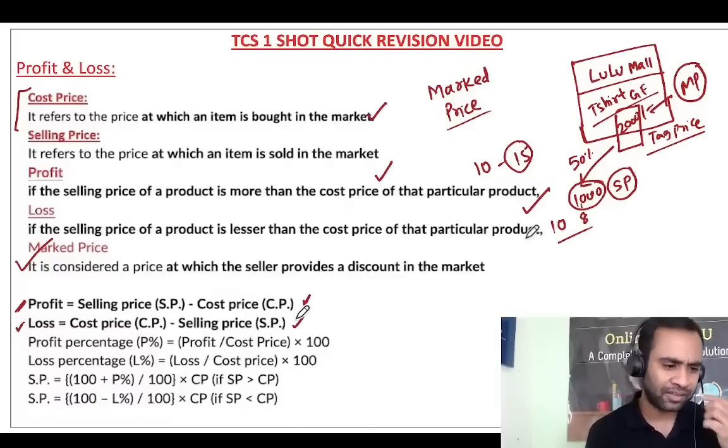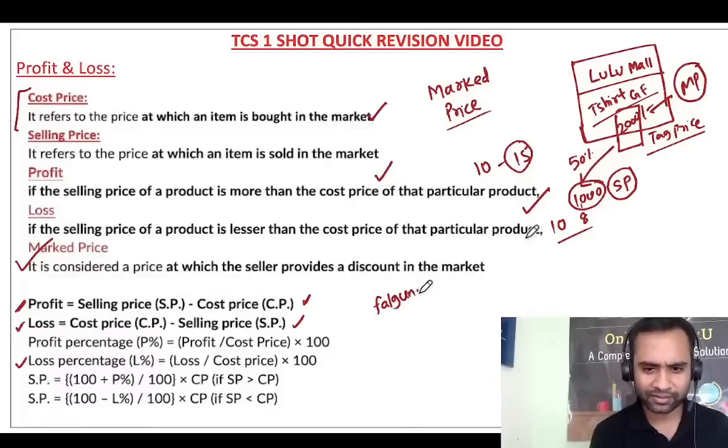Cost price minus selling price. This I already told you. And loss percentage, Falguni. So whatever is going on now, please concentrate on that.